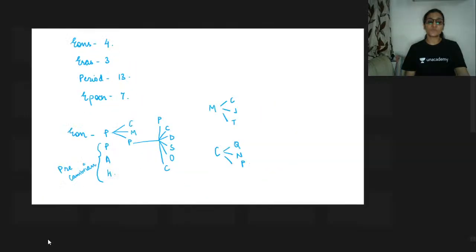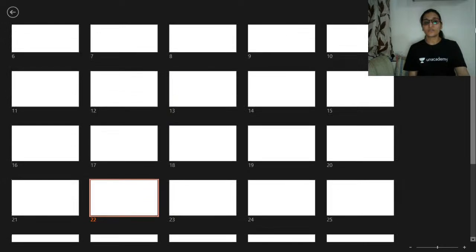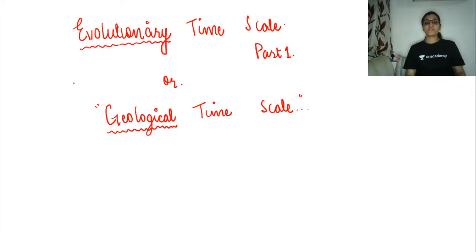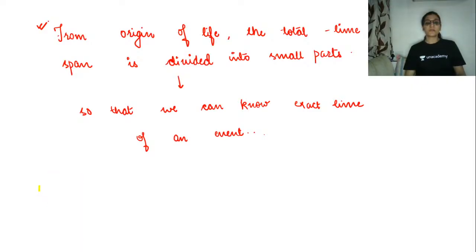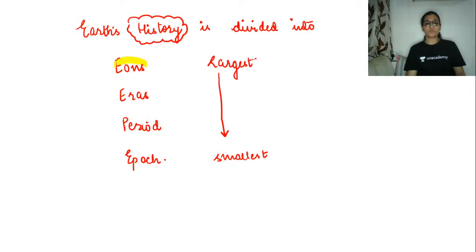As we do in the ending, we do a very quick revision of what we have read. So let us do that. We were reading the evolutionary time scale, or geological time scale, and the whole time is divided into certain time scales. When we are talking about Earth, it is divided into eon, which is the largest, then eras, then periods, and then epochs. Eon is the largest and epoch is the smallest.